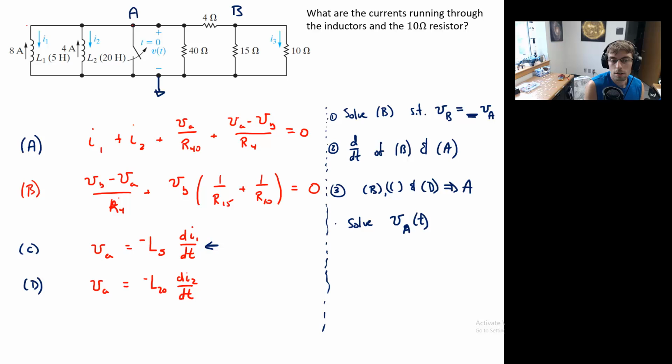Number 4, I guess I'll call that 4. We'll call number 5 apply initial condition. Namely, we know that VA naught is 96 volts. Excuse me, I forgot the volt. And then lastly, we can find the currents.